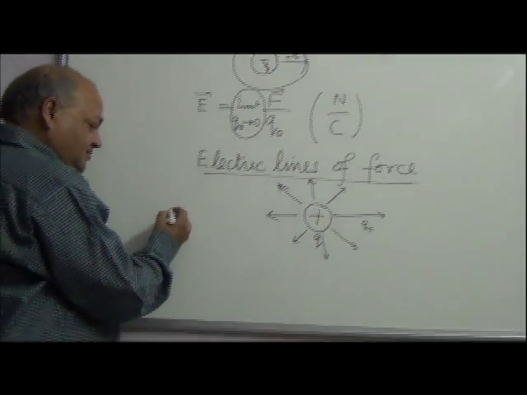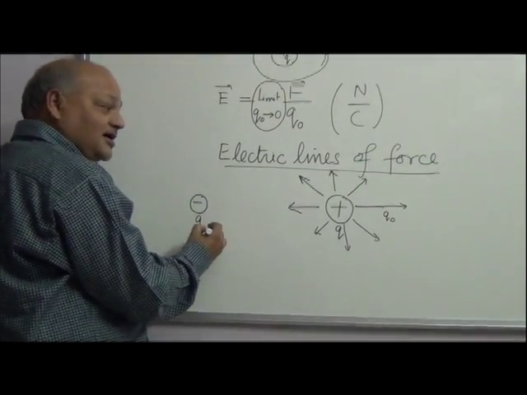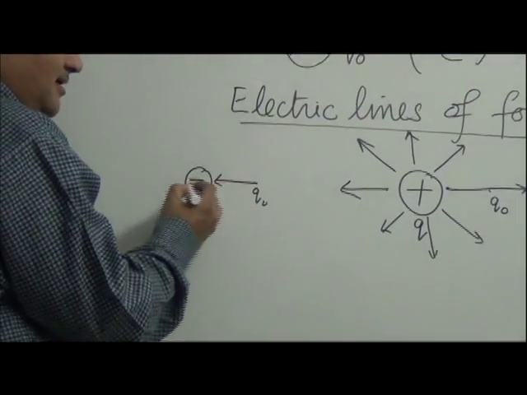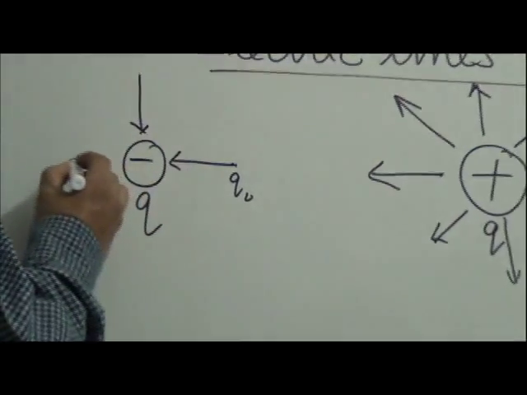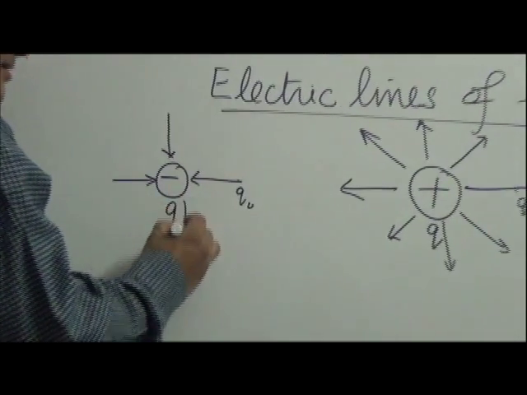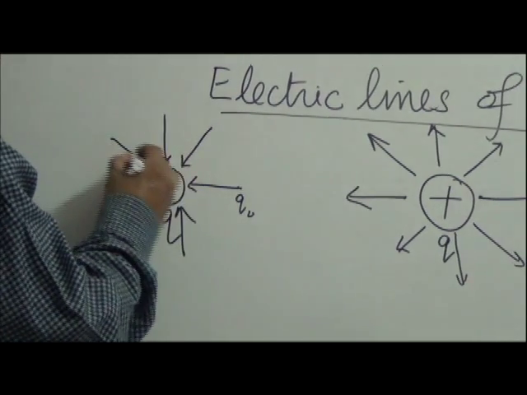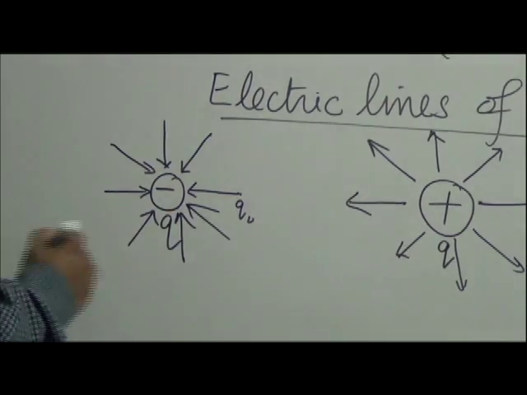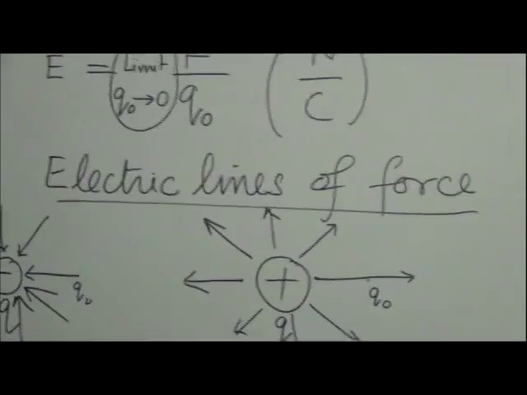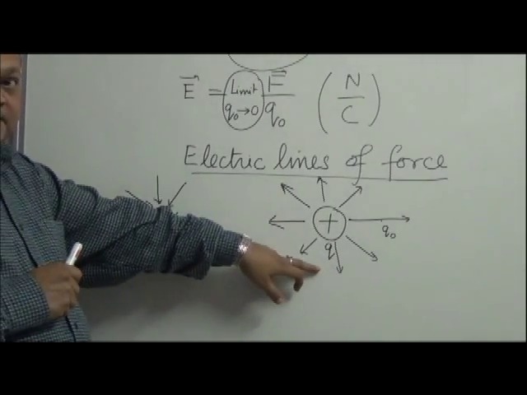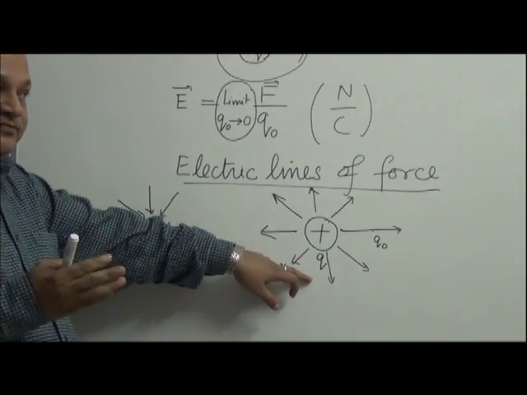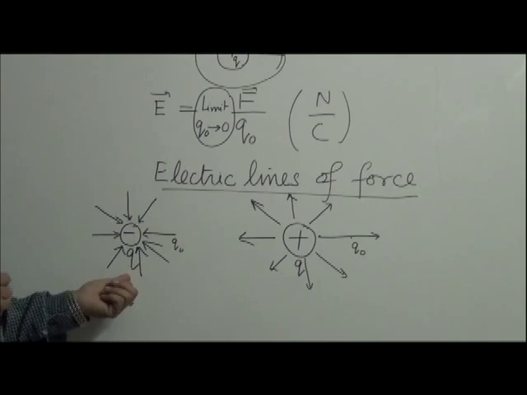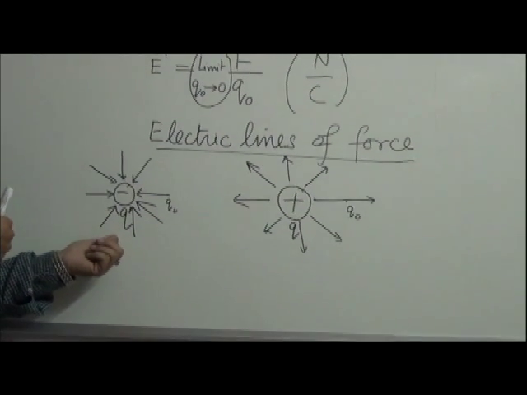If we have negative charge Q as a source charge, and I keep test charge Q naught here, this will be attracted by negative charge like this. From here it is attracted like this. If it is kept this side like this, likewise you can draw electric lines of force for the negative source charge like this. So just have a look on these two figures. When we have source charge as positive, electric lines of force are moving outward from the source charge, while when we have source charge as negative, electric lines of force move towards the negative charge.